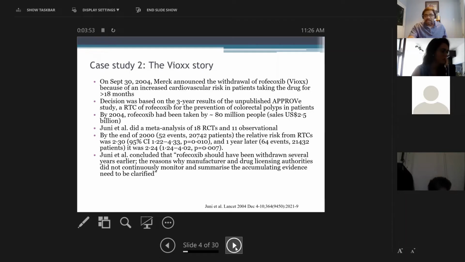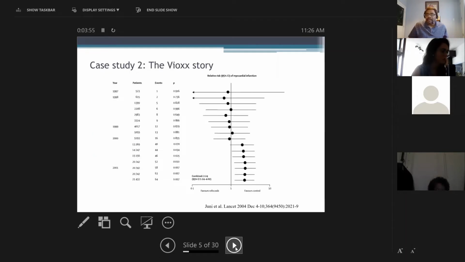So Peter Juni and others published an analysis in The Lancet where they did something called a cumulative meta-analysis. You basically take all the studies or trials on a drug and you chronologically order them, okay? You take the first trial, okay? Then the second trial comes along. You do a small meta-analysis of the two, right?